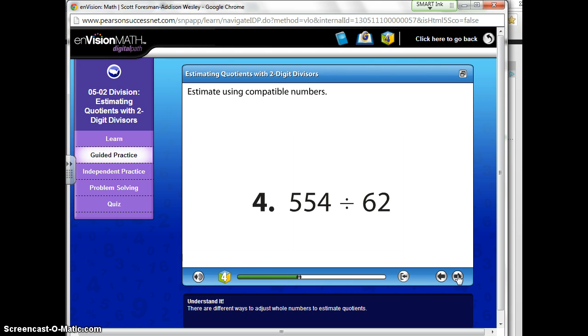Okay, cover up the 2 in my divisor, cover up the 4 in my dividend. 55 divided by 6. That's not a basic fact, but is there something close? 54? 54 divided by 6? Yeah.